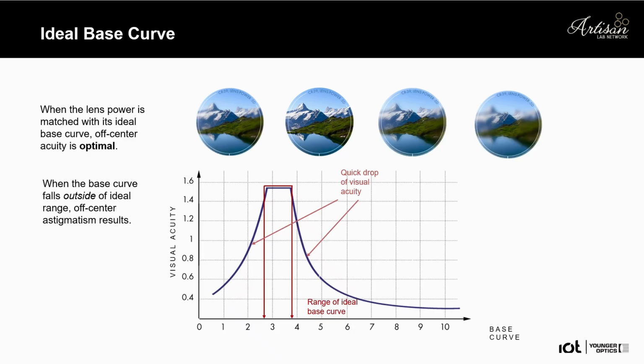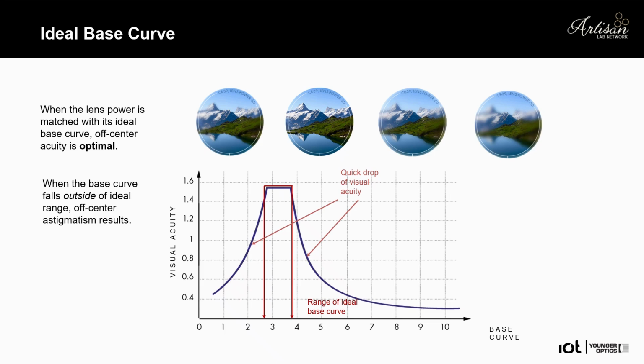In ophthalmic optics, we know that for every power, there is a correct and best base curve. In this diagram, we are using a -5 diopter lens in a CR39 material. Notice for this lens power, there is an ideal base curve designated in the red. Within this range, the optics are pretty much optimized for the power.